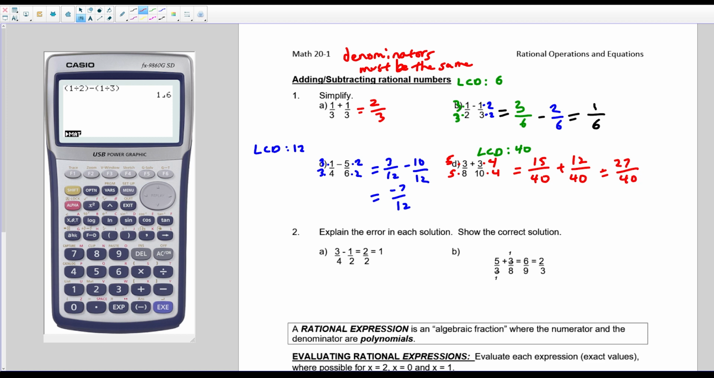And again, if you're a little bit unsure if you've simplified it all the way, you can always use your calculator to double check. We end up getting 3 over 8. And we're going to add that to 3 over 10. And we get that decimal, and we turn that into 27 over 40. So we can't simplify that any further, as you can see. So if you're able to, feel free to use your calculator to double check your work.